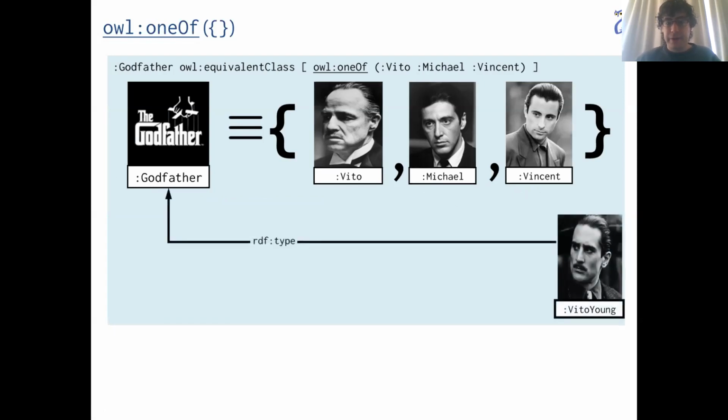But in this other direction, we have someone, we know that someone is of type Godfather, and we know that they're different from Michael and Vincent, then we could actually conclude something here, which is that Vito is of type this class, this class is equivalent to the class of these three things here.